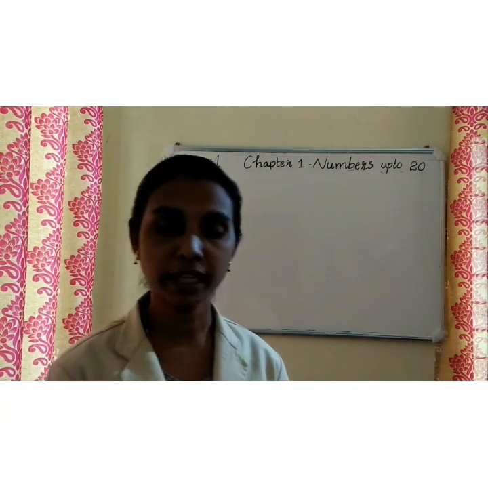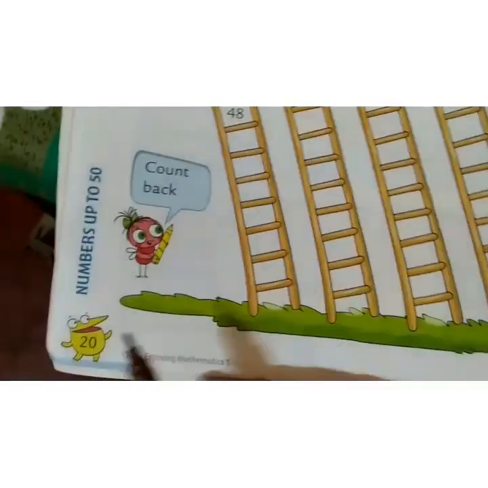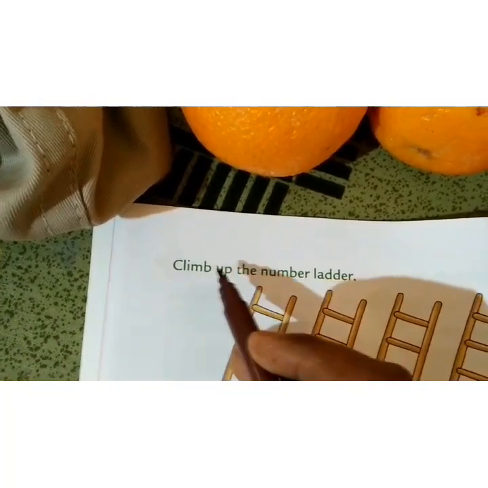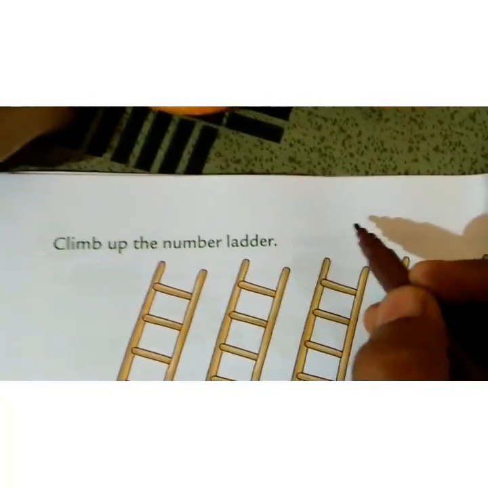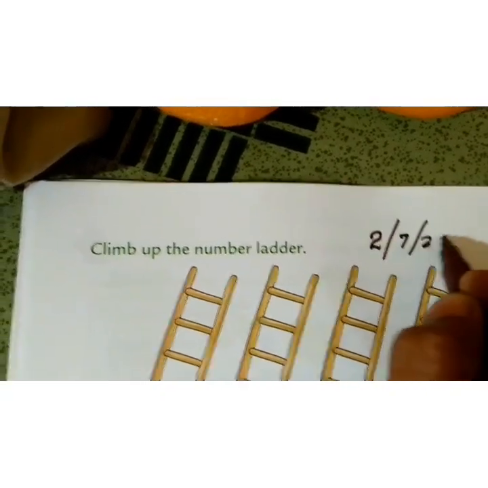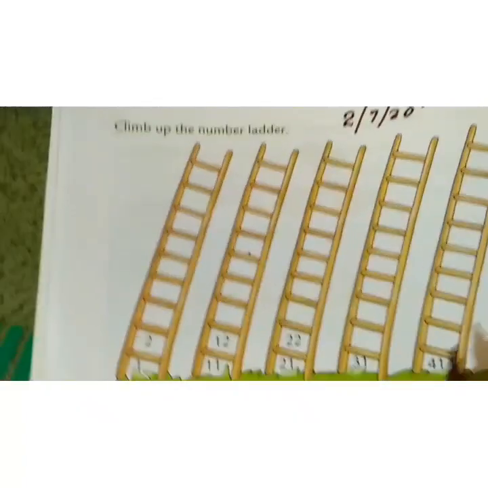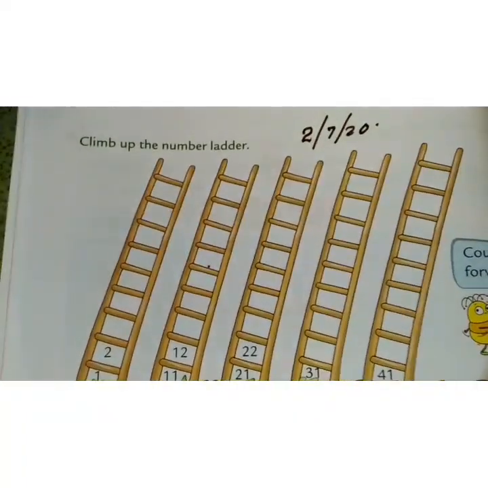Okay. Take your textbook, page number 20. Here is an exercise. Climb up the number ladder. Put today's date. Today's date is 2/7/20. Then climb up. You write the next number.